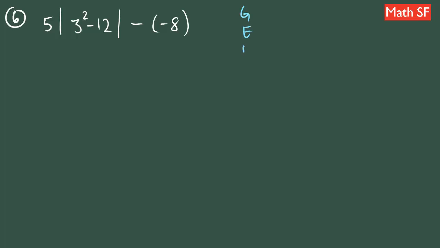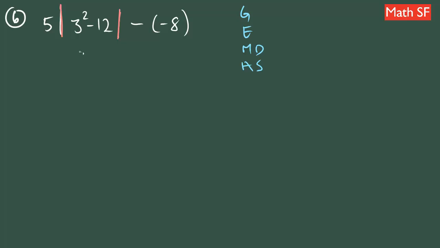Moving forward, we have the next problem here. So number 6, we have 5 absolute value 3 squared minus 12 close absolute value minus negative 8. Now, once again, we have to write GEMDAS. Now, anything that resembles grouping in this case has to be these absolute values that we have here. So let's perform the absolute value first. Take that as a priority. So 3 squared should be done first, then this subtraction. So 3 squared should be 9.